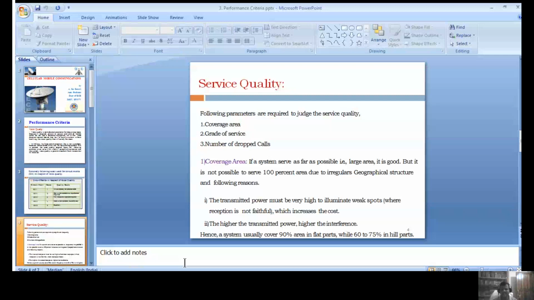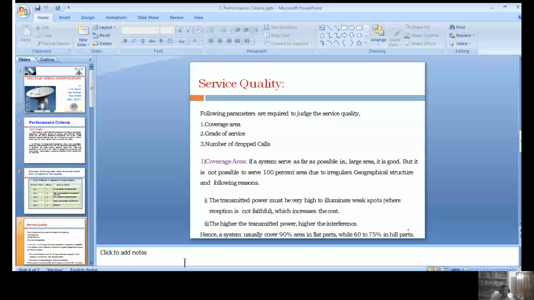The second one is grade of service. Suppose a day starts at 10 o'clock in the morning, and there are 100 customers. Only 98 calls can be connected, and the remaining 2 calls are not connecting. It depends on grade of service: how many calls are blocked, and how many calls are successfully connected. That is grade of service.